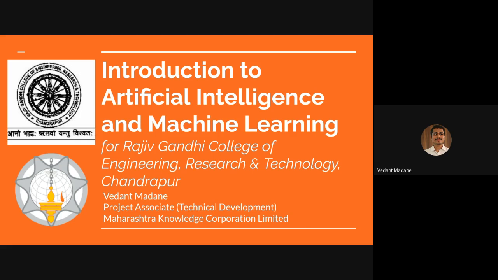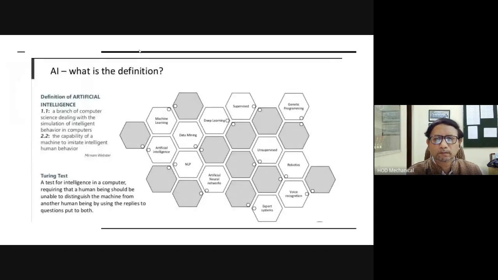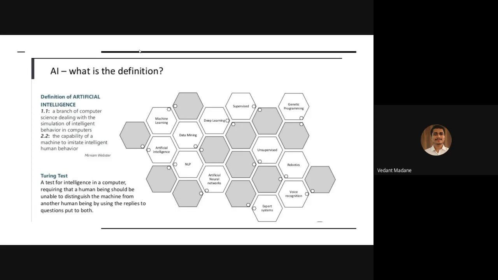For example, there is the simple rule-based approach. You specify a rule: if this happens, then do that. That is the simplest form. That can also come under AI, but that won't be machine learning because that is the rule-based approach. Now, there are many subfields, and there is a lot of overlap.